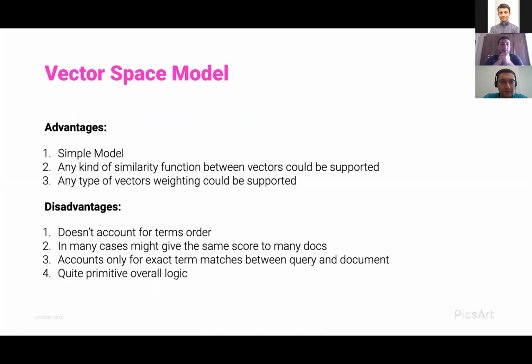Advantages of those kinds of models. Those models are simple. They can leverage any type of similarity that we want, and any type of vector weighting. So not only TF-IDF, anything you want. Disadvantages: they do not account for order of words. They can often give the same score for different documents, and also they only work with exact term matches. So the term from the query has to be present in the document, otherwise it's not going to work. So azure sky and blue sky are similar phrases, but this algorithm does not know about that.